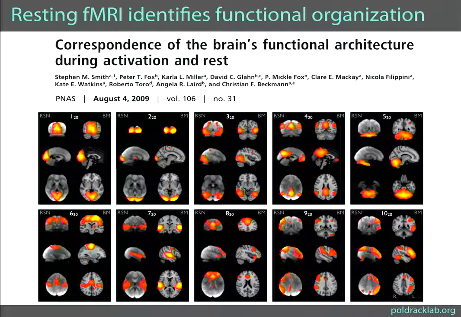They applied the same tool to those data, and you actually get back pretty much the same networks, not identical, but a very close set of networks across the two. This suggests that having people sit in the scanner and do nothing and then decomposing the data gives you back the same sort of structure that you would get by actually having them do tasks. Now, we now know that it's not a perfect relationship, but it's actually pretty good.